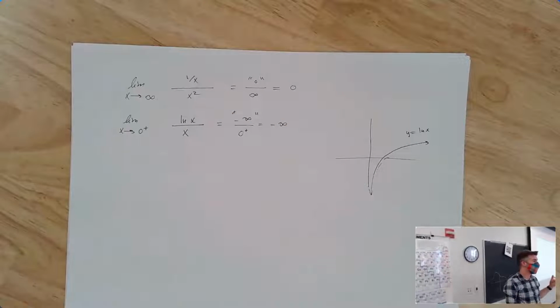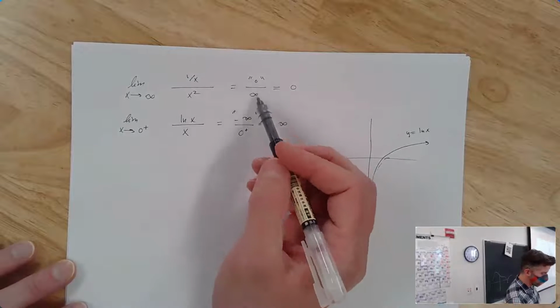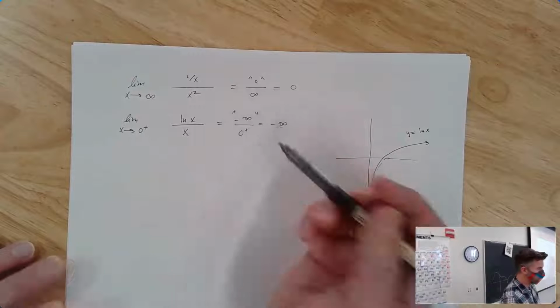So when we have these types that are not L'Hopital's rule types, they're not indeterminate forms, you just kind of have to talk it out. If you say, oh, I've got small over big, it's small. If I've got big over small, it's big.